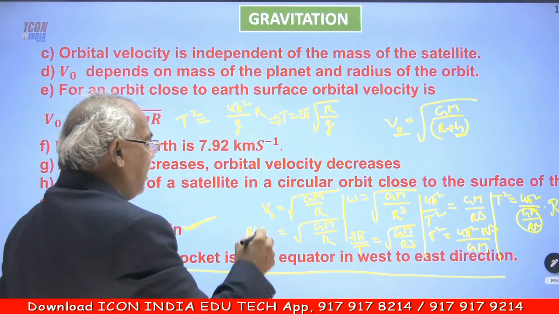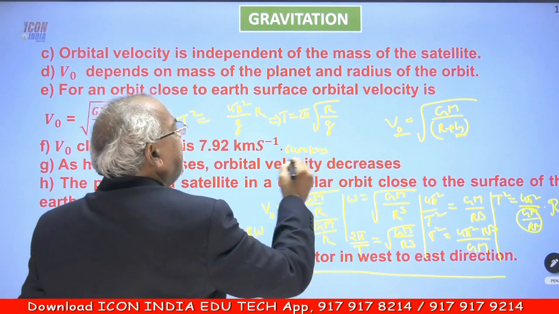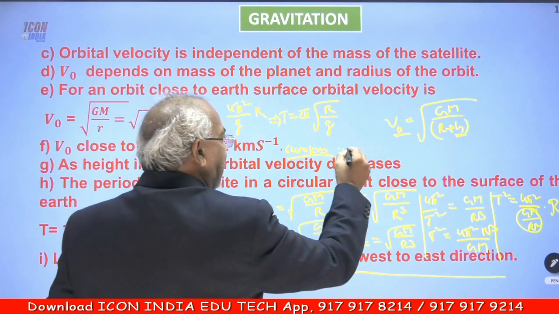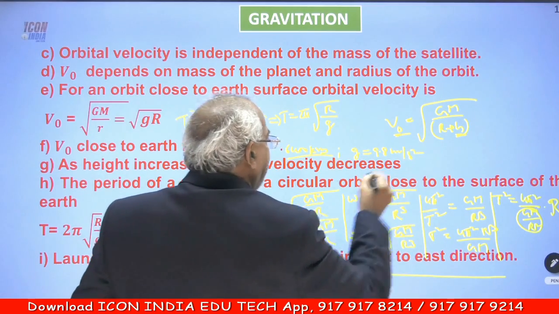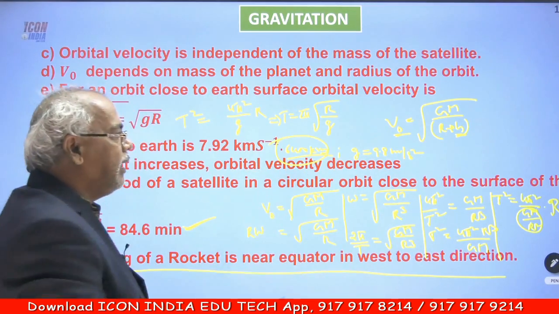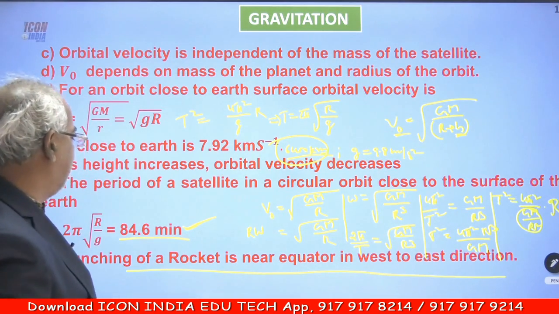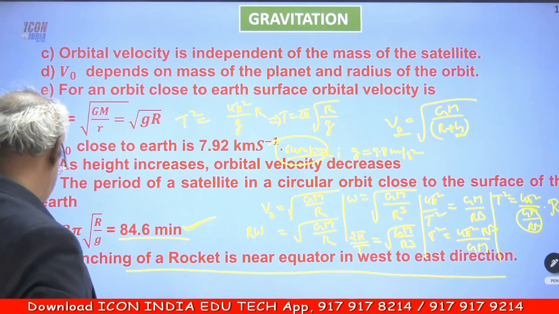The radius of the earth is 6400 kilometer and the g value is 9.8 meter per second square. You convert kilometer into meter and simplify, and we can obtain 84.6 minutes.